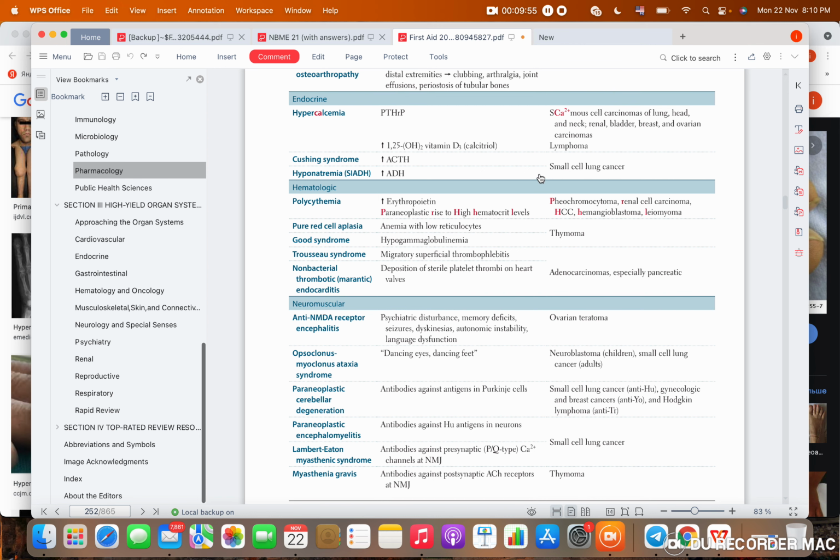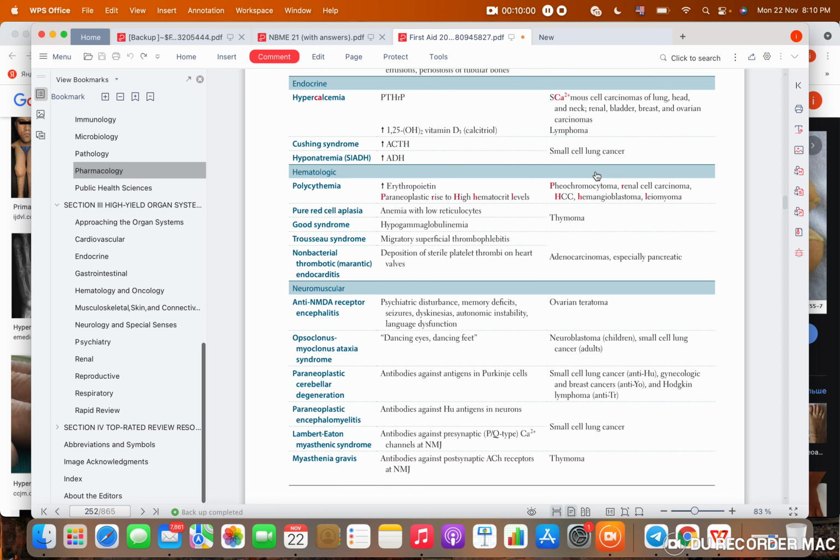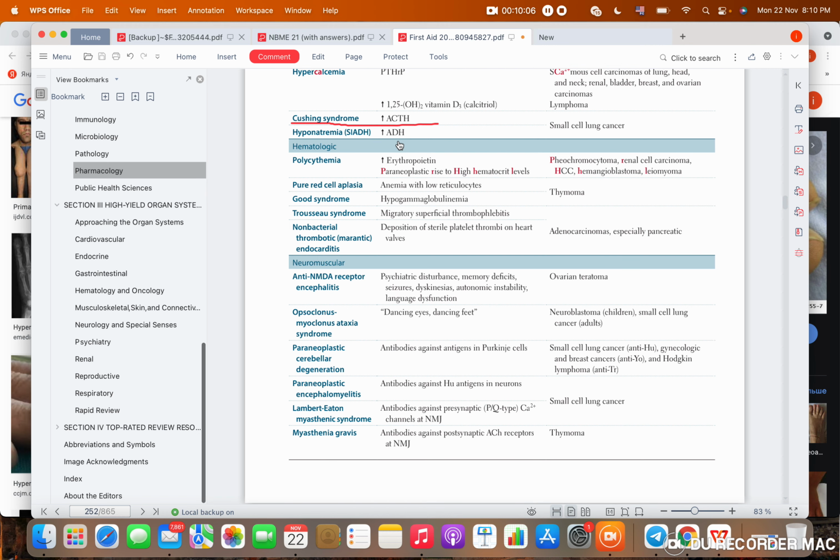The next one is small cell lung cancer, which is a neuroendocrinological form of cancer, and it can lead to Cushing's syndrome by increasing the ACTH. Also, if it has a lot of ADH, it can lead to hyponatremia. Okay.